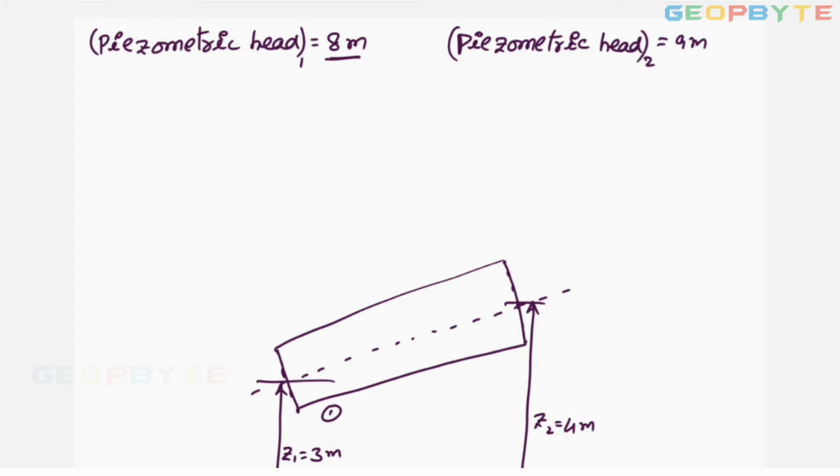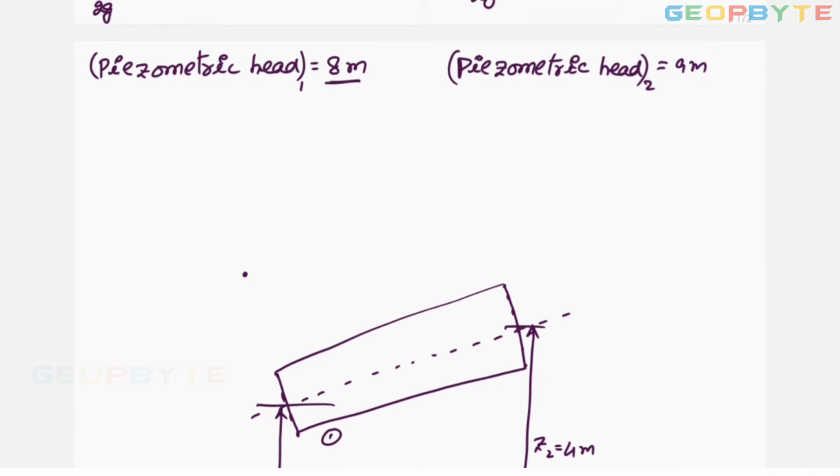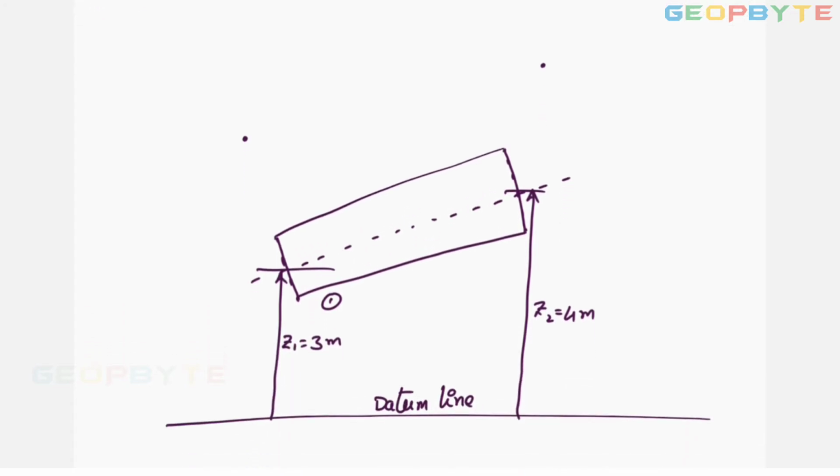That piezometric head at the entrance is 8 meters. Corresponding to that 8 meters, try to mark a point at the entrance. Similarly, the piezometric head at the outlet is 9 meters. Corresponding to that 9 meters, try to mark a point. It should be above the 8 meters point.